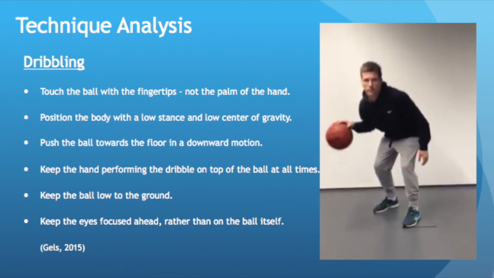When looking at the technique analysis of a basketball control dribble, it's important to touch the ball with the fingertips, not the palm of the hand. Position the body with a low stance and a low center of gravity. Push the ball towards the floor in a downward motion. Keep the hand performing the dribble on top of the ball at all times. Keep the ball low to the ground and keep the eyes focused ahead rather than on the ball itself.